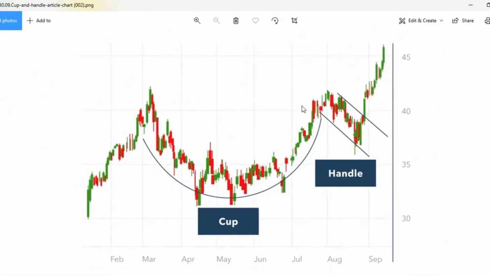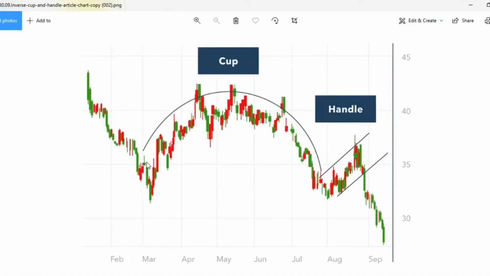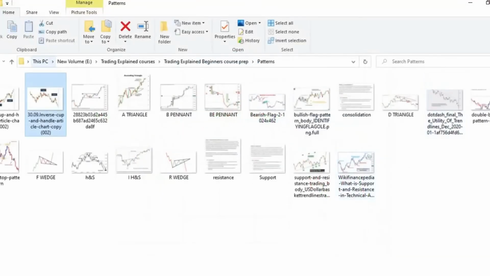As we have cup and handle, we have inverse cup and handle as well, which is exactly opposite of cup and handle. So cup and handle is a bullish pattern, and inverse cup and handle is a bearish pattern. As you can see, the trend has been negative, it has been falling, then it makes a circular kind of shape, then consolidates in a channel and breaks down, and then goes down again. Like all these patterns are opposite to each other.